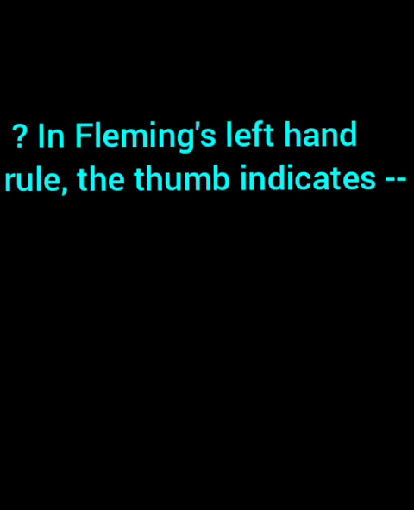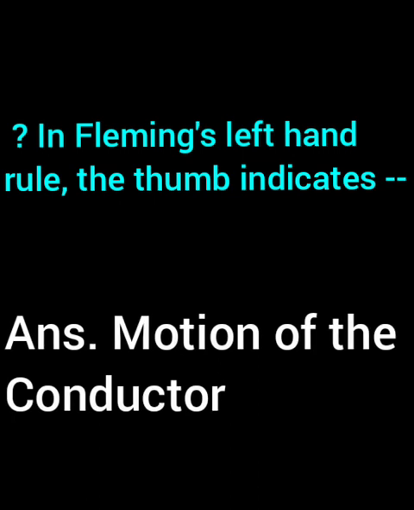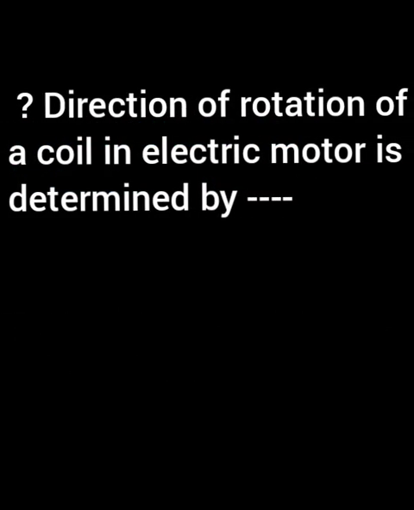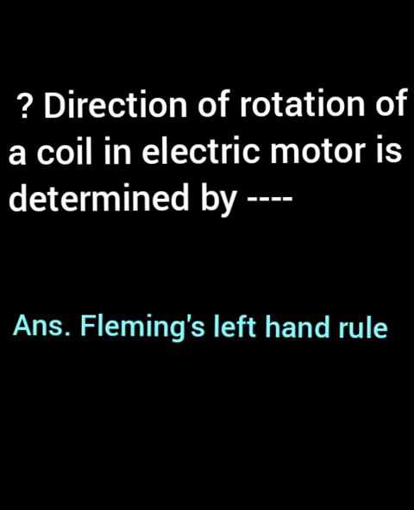Question next, in Fleming's left hand rule, the thumb indicates. The thumb indicates motion of the conductor. So where you get motion of the conductor, that is your correct option. Now question next, direction of rotation of a coil in an electric motor is determined by Fleming's left hand rule.